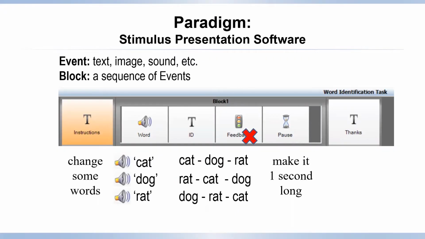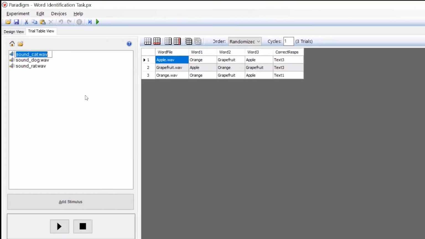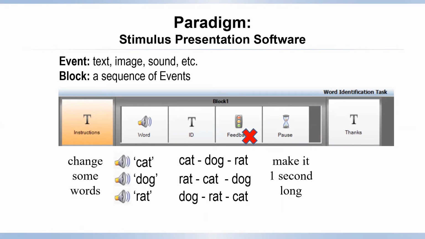If we want the first sound to be cat, we select cat here. Make sure this is still highlighted. Click on Add Stimulus. Here, the first sound has been replaced with cat. Similarly, we can replace the second sound with dog and the third sound with rat.